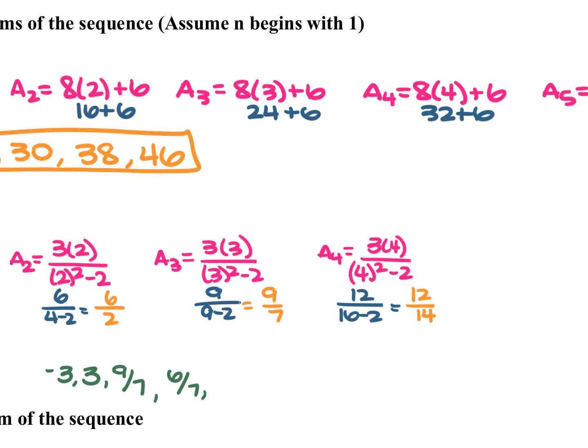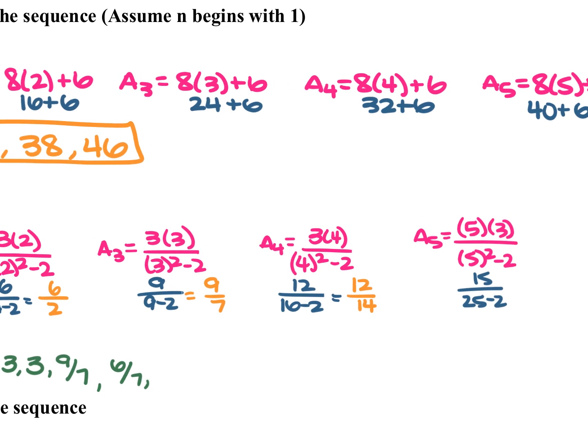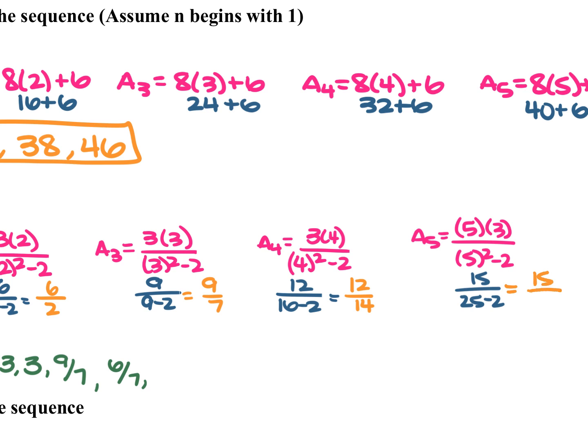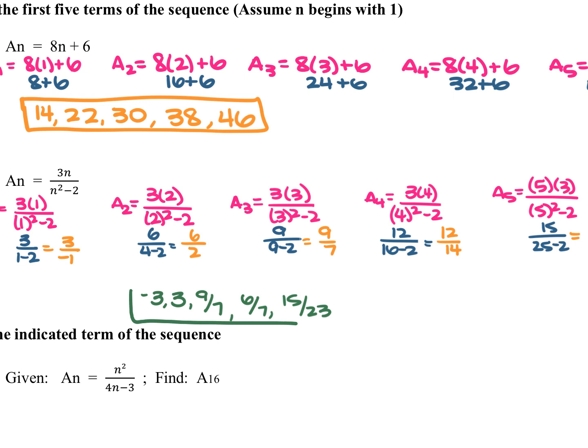Then for your fifth term, you're going to have 3 times 5 over 5 squared minus 2, which is 15 over 25 minus 2, which gives you 15 over 23. So the 5 terms that you have in your sequence that you're looking for are negative 3, 3, 9/7, 6/7, and 15 over 23.